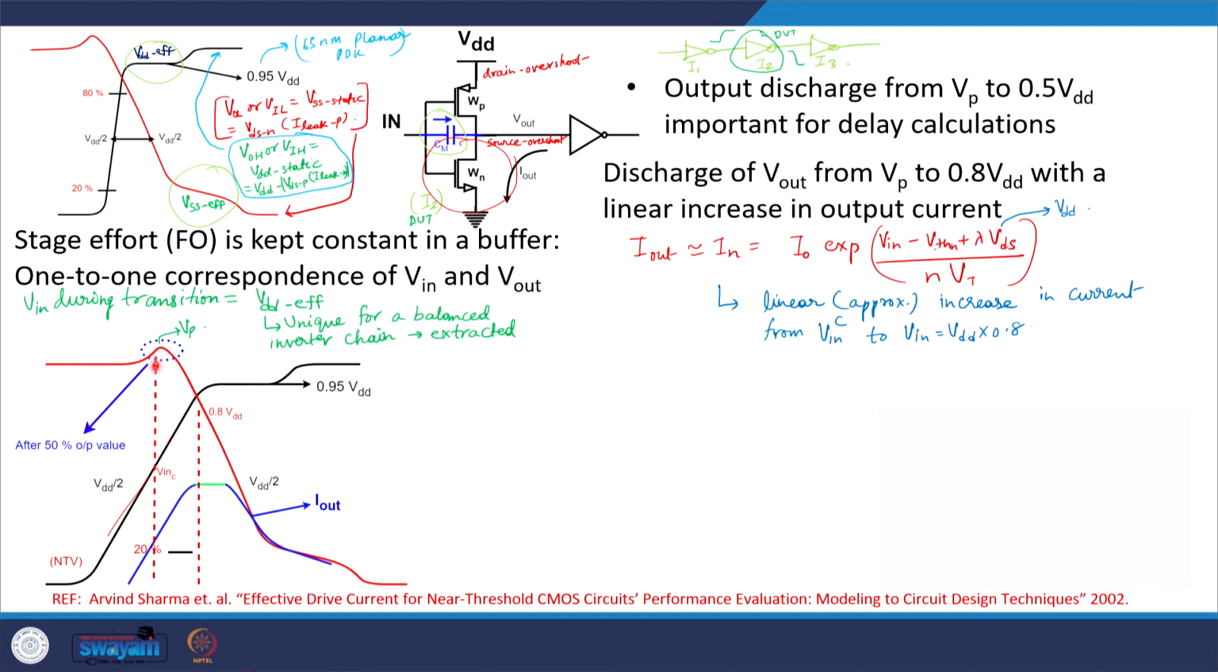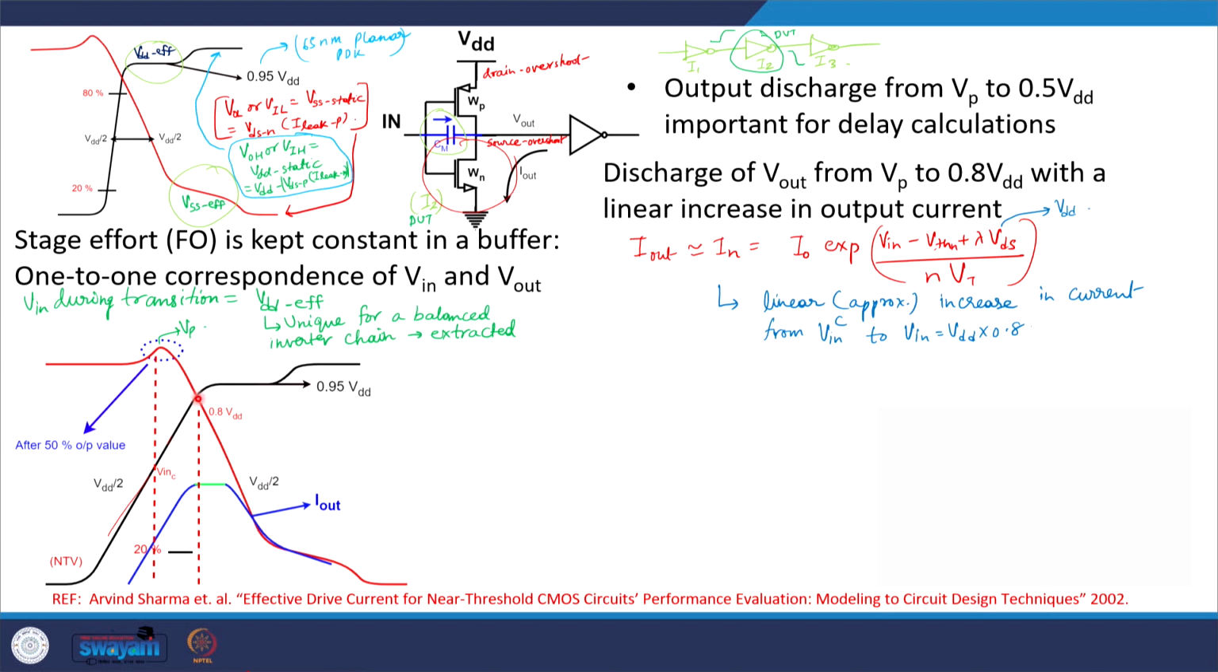So, it is again a unique value, and V in C is also a unique value. So, this is the input value corresponding to the peak at the output. Okay. So, we are finding that between these two there is a linear increase in current, and it is a small section of an exponential actually, otherwise this is an exponential relationship.